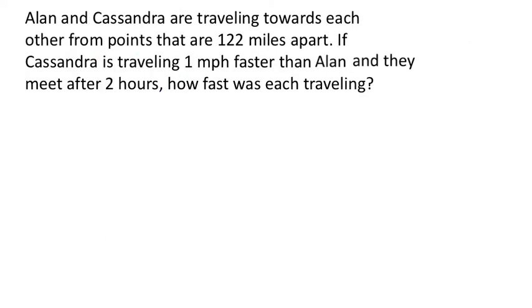Alan and Cassandra are traveling towards each other from points that are 122 miles apart. If Cassandra is traveling 1 mile per hour faster than Alan, they meet after 2 hours. How fast was each traveling? So this right here is a rate. Their speed is always a rate because it's a distance divided by time situation. So I know I'm looking at some kind of d over t situation here, I guess.